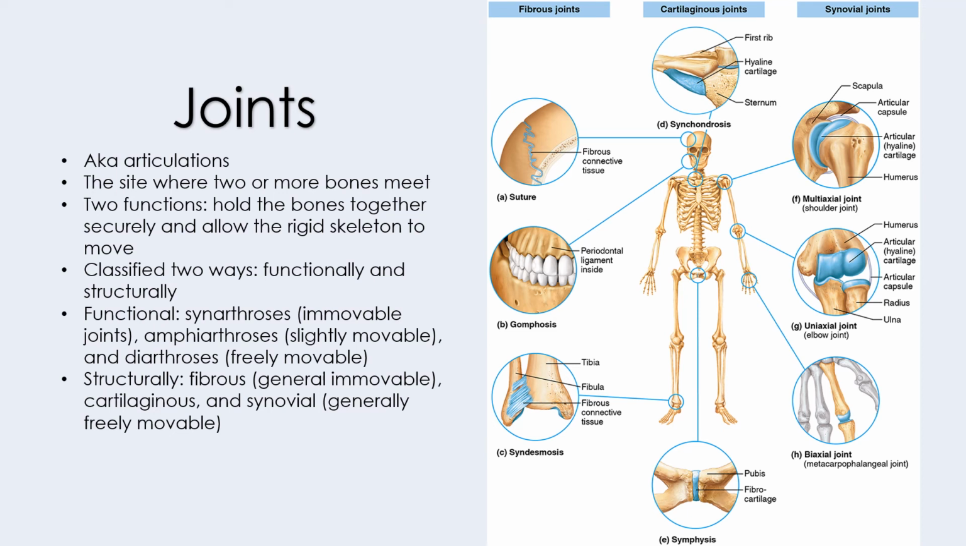So they're classified 2 different ways. We have them classified functionally and structurally. Functionally, we have synarthroses, which are immovable joints, amphiarthroses, slightly movable, and diarthroses, freely movable. And structurally, as demonstrated in the image on the right, we have fibrous, generally immovable, cartilaginous, and then synovial, generally freely movable.